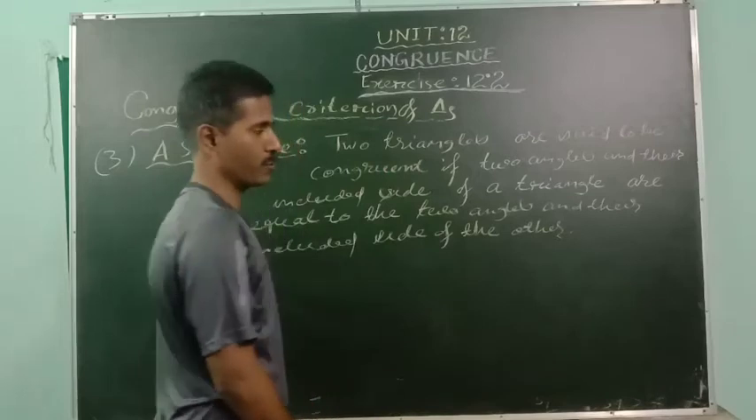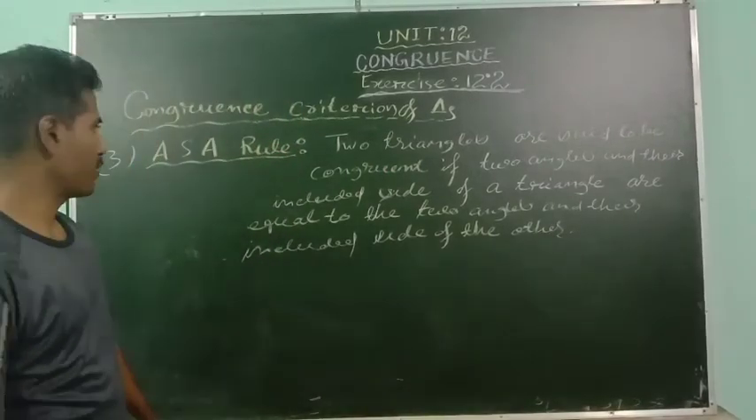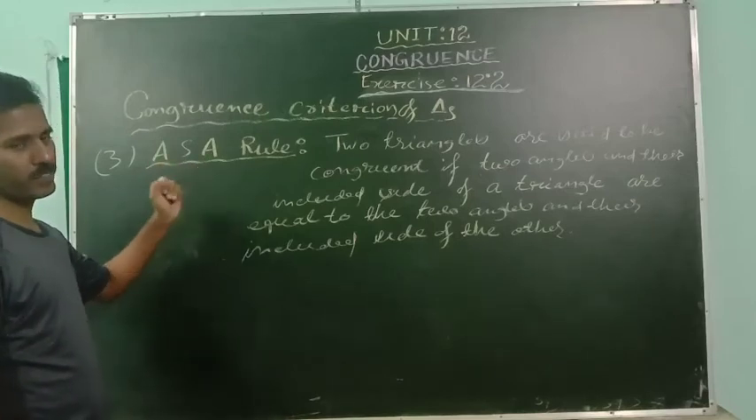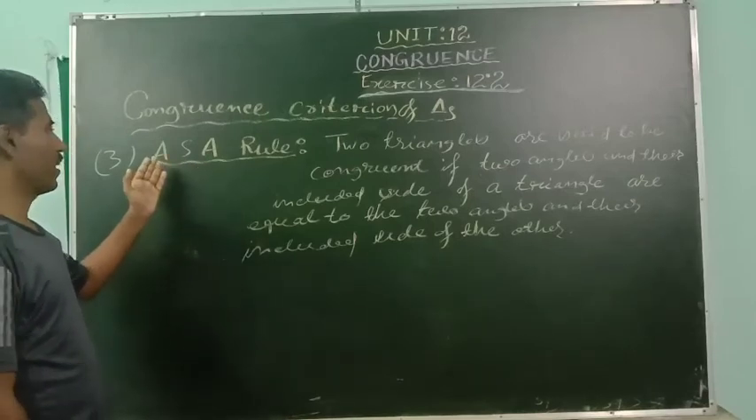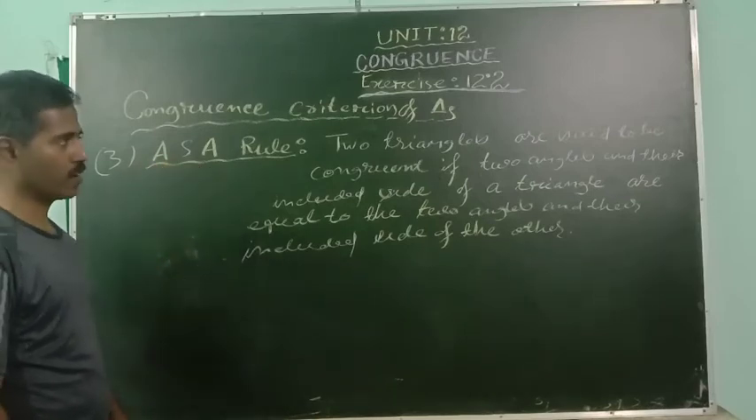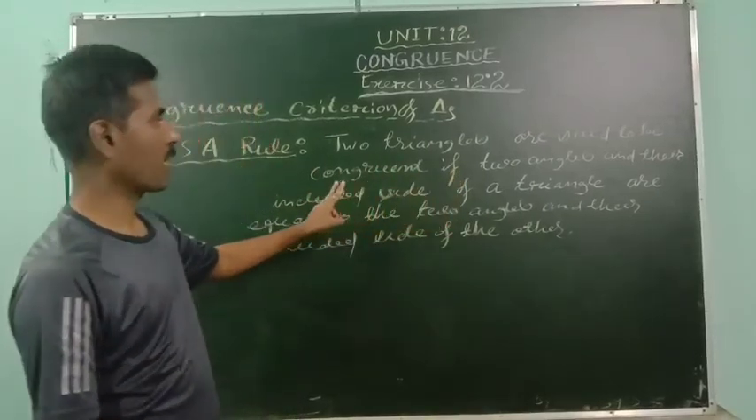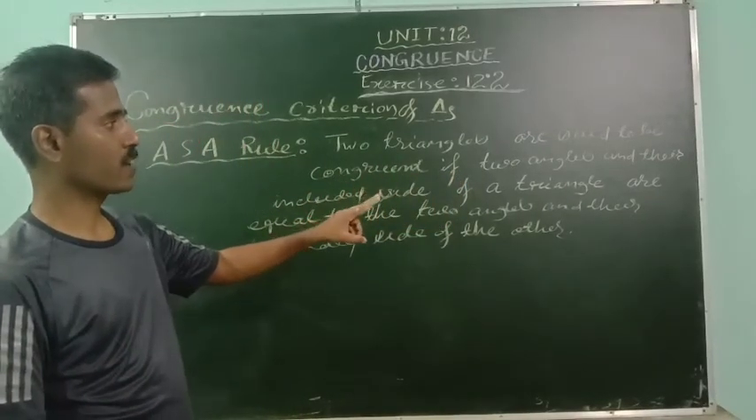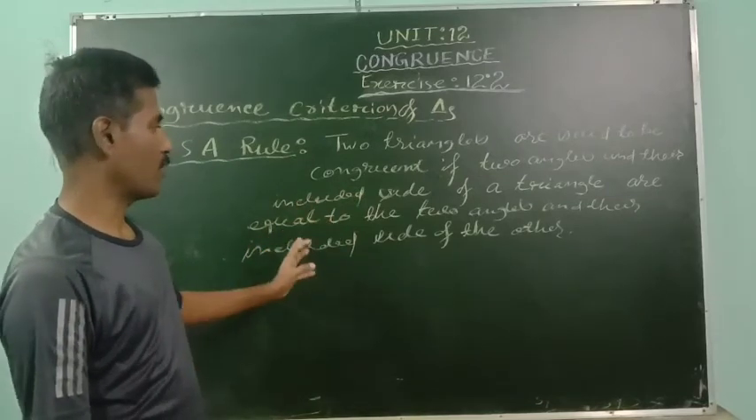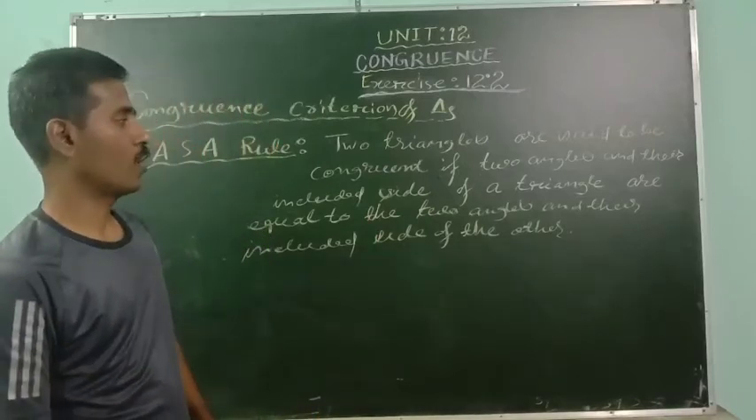Okay, so that is rule number 3, the angle side angle rule, ASA. In brief, we say ASA, that means angle side angle rule. What's the rule? Two triangles are said to be congruent if two angles and their included side of a triangle are equal to the two angles and their included side of the other.